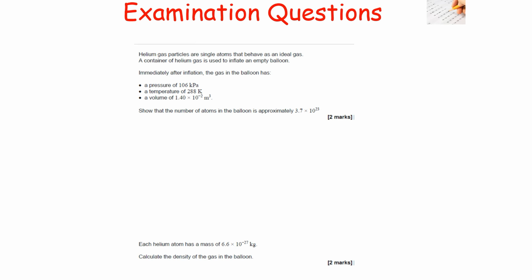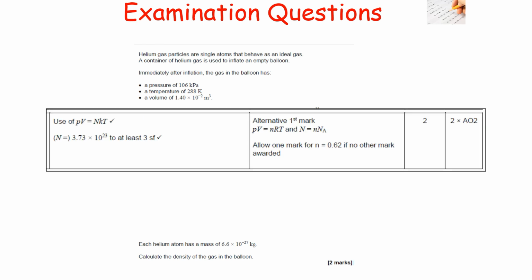Pause the video now, then unpause the video when you want to go through your answer. Right, so how do we work this one out? Well, we can look in the back of our equation book and we know that we've got an equation which has a number of atoms in it, and that is PV equals NkT, where big N is equal to the number of particles in the substance. So we can rearrange it and make N the subject. N is equal to PV over kT. We've got P, we've got V, we've got k because it's a constant, and we've got T.